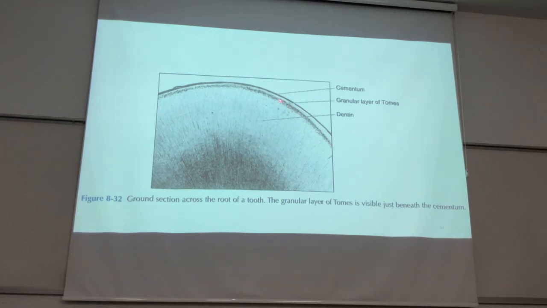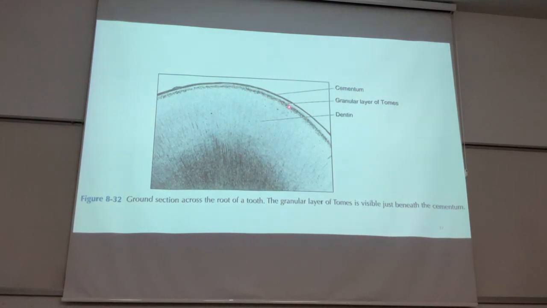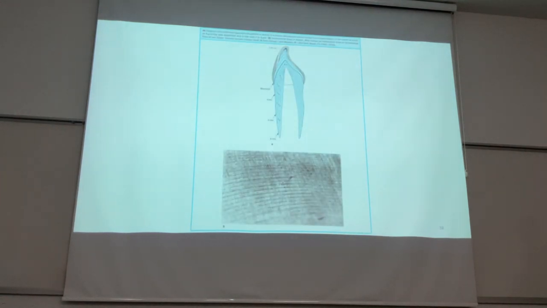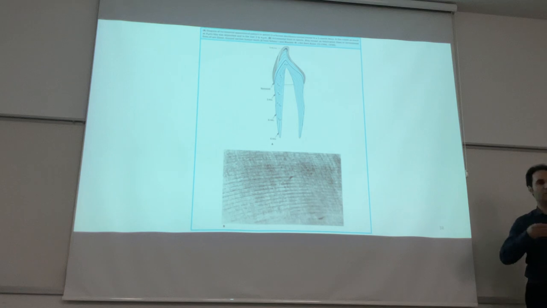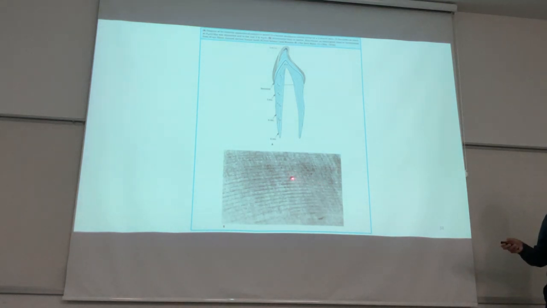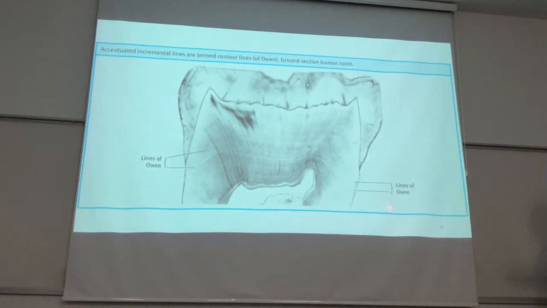Here you can see granular layers of Tomes under the cementum. And in the surface of dentin, we can see again lines like this. These lines known as the Owen lines. And again, these lines form because of the different amount of mineralization in the duration of a day, okay? And these black areas is the areas of low amount of mineralization. This line is known as the Owen lines. Here you can see it. Owen lines can be seen in this part.